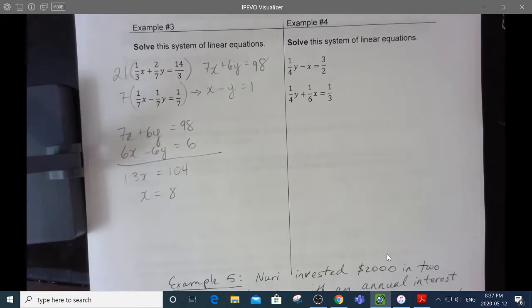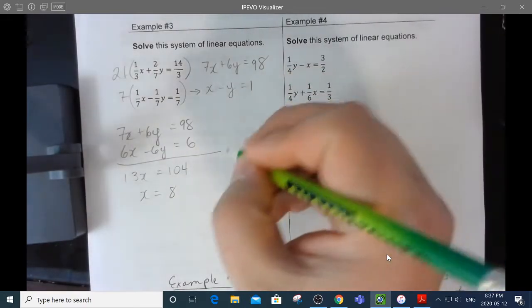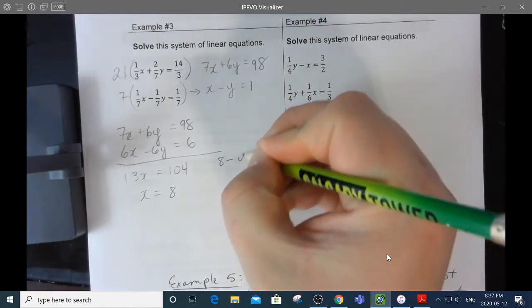But don't grab a calculator. You are not allowed a calculator for these kind of things. All right, now where do I get the answer? Oh, right here. There's where I can get my y answer from. It's the simplest equation here.